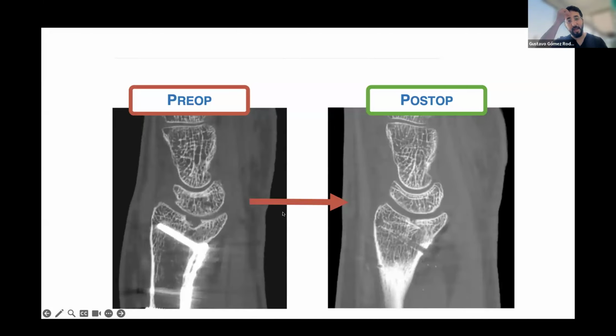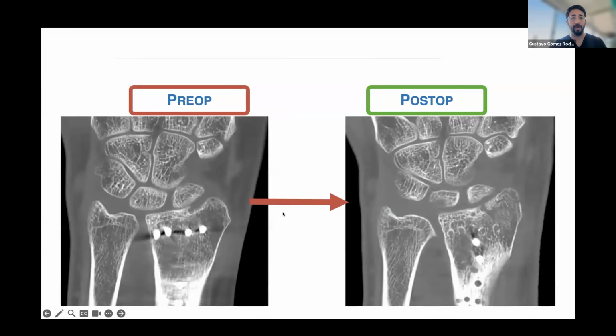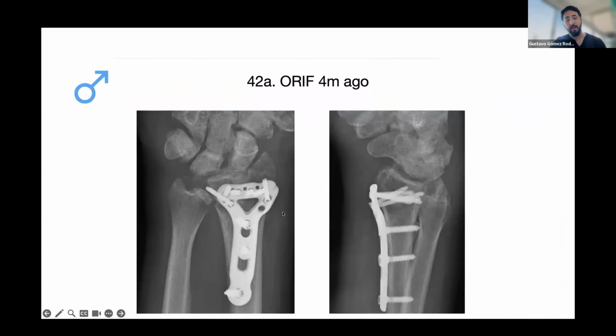Okay, and the same at the lunate fossa. You can see the good correction of the gap that this patient had at the middle of the lunate fossa. Okay, and same in coronal view. You can see the nice reduction of, in this case, the scaphoid fossa, because it was an oblique fracture line.